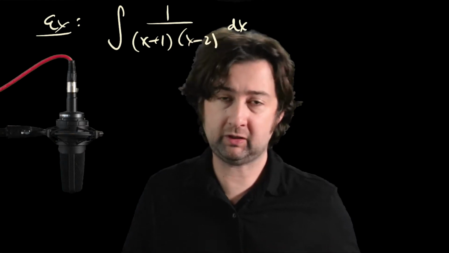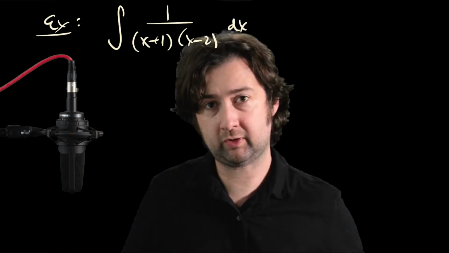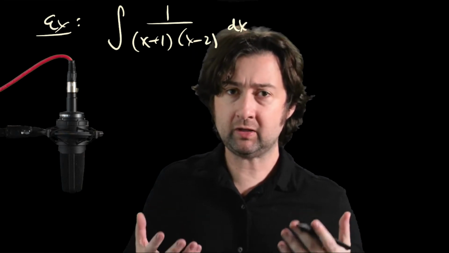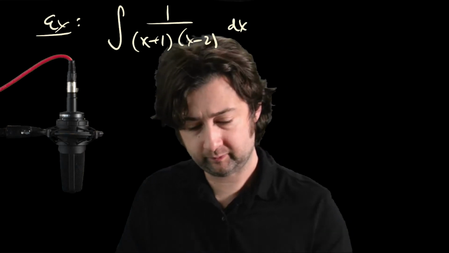Now with a quadratic like this, there's probably other approaches we could take. We could FOIL this out and use completing the square to try to write it as some kind of difference of squares, so we could use inverse trig substitution. But let's try to deal with this with partial fractions instead.